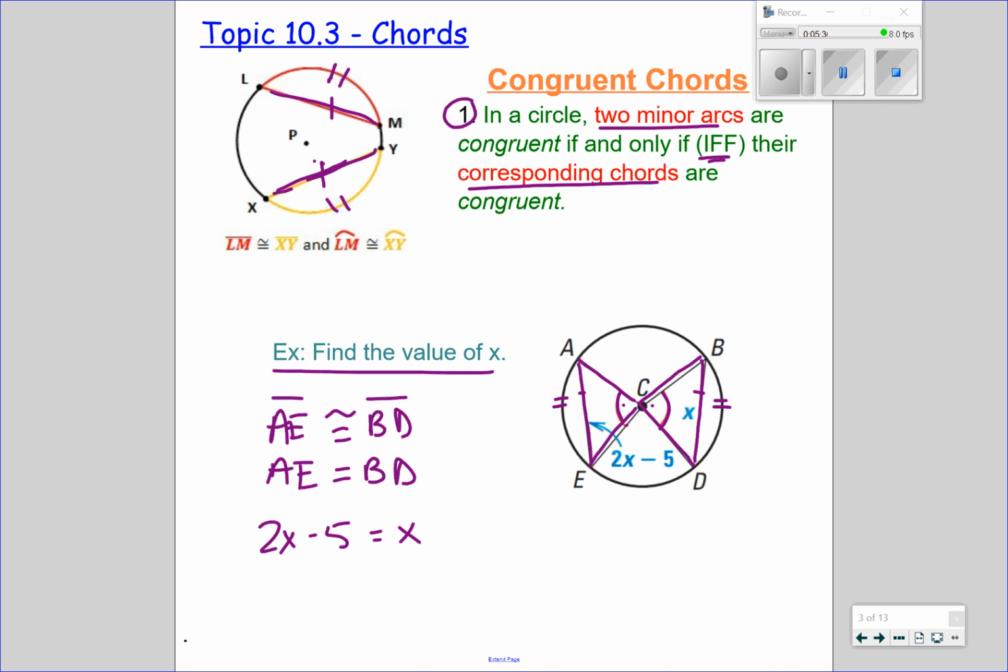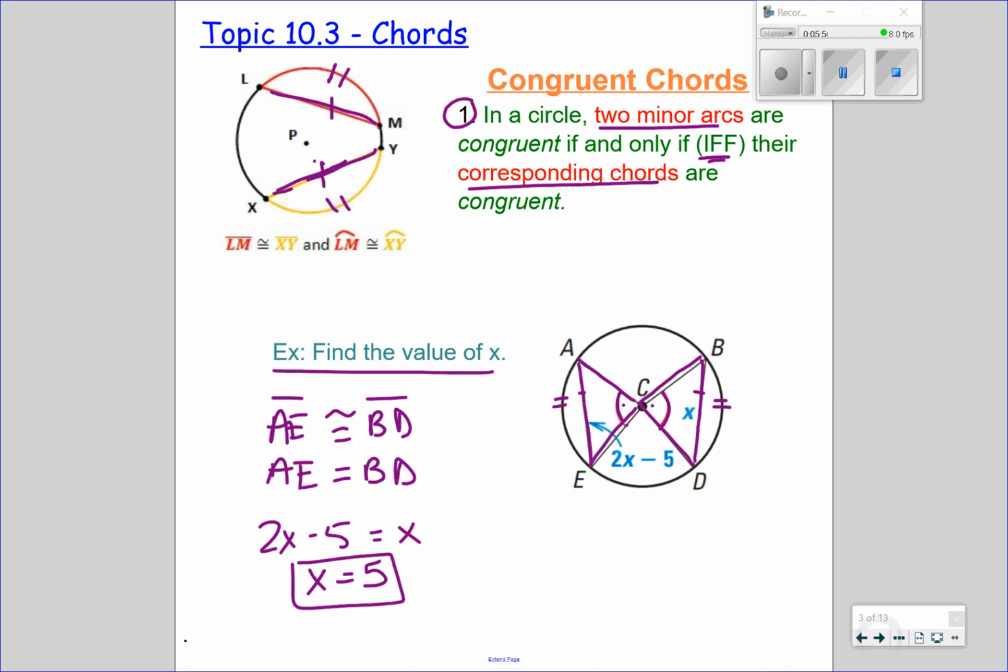Algebra happens here. We could add our 5 over, subtract our x over, and then we get x equals 5. So just a quick little way to use arcs and chords here. So congruent chords mean that their intercepted arcs are congruent, and vice versa. If the arcs are congruent, the chords are congruent.